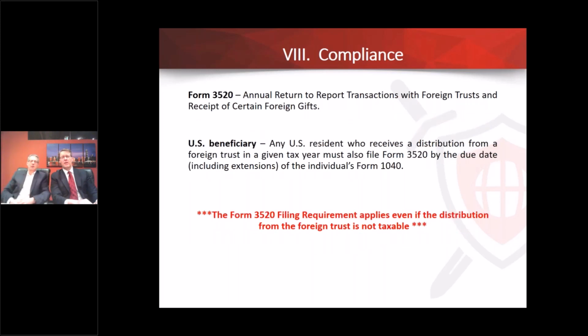Right. And of course, if you're a U.S. beneficiary, even if the income or the distribution that you receive is not taxable, you still have to file this informational return. Very important.